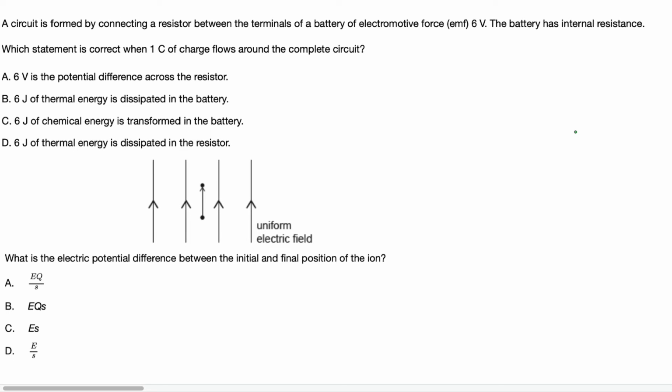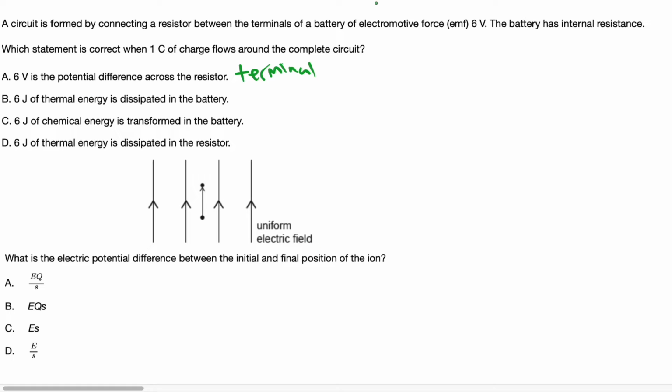A circuit is formed by connecting a resistor between the terminals of a battery of electromotive force 6 volt. The battery has internal resistance. Which statement is correct for 1 coulomb of charge that flows around the complete circuit? 6 volt is the potential difference across the resistor, so this is wrong. It should be the potential difference across the terminals, or you can say the complete circuit.